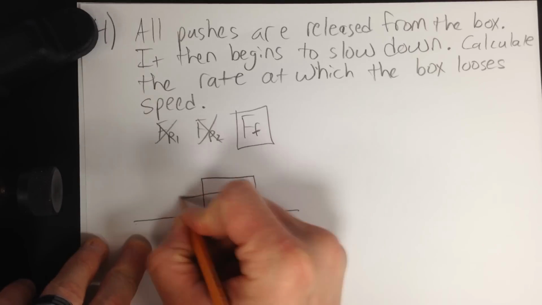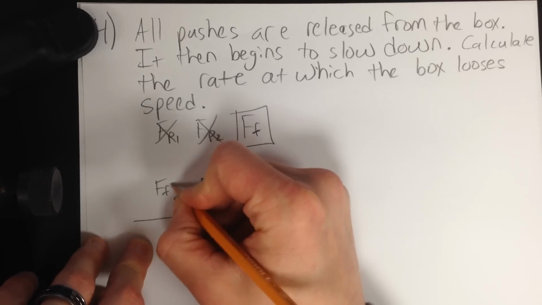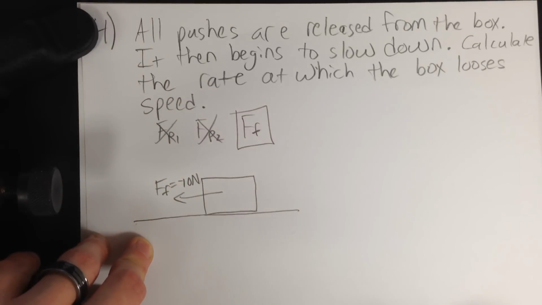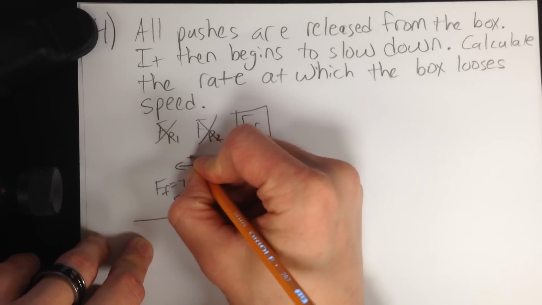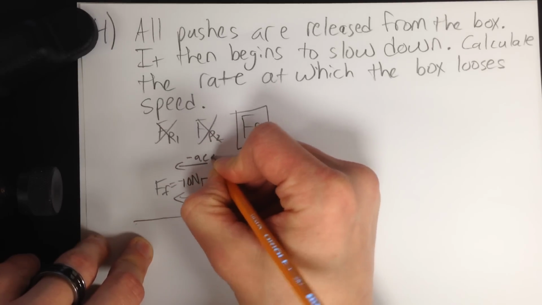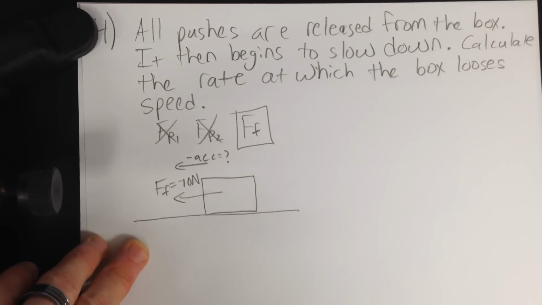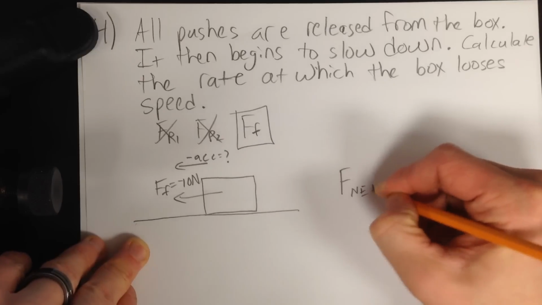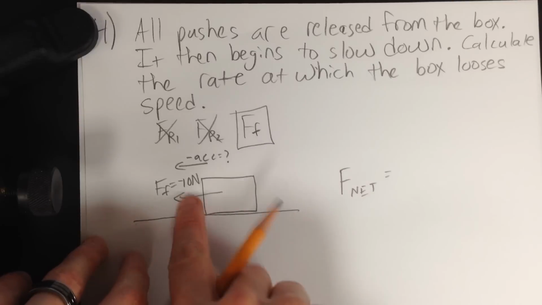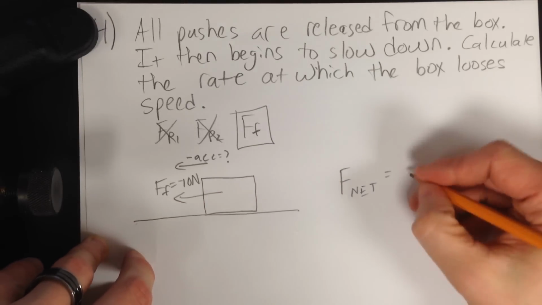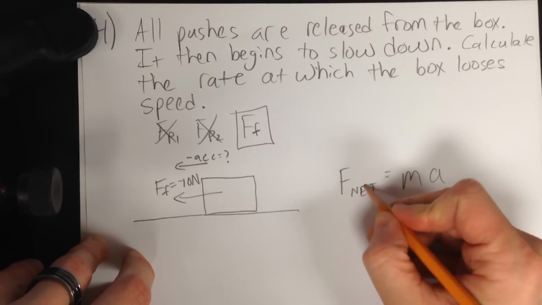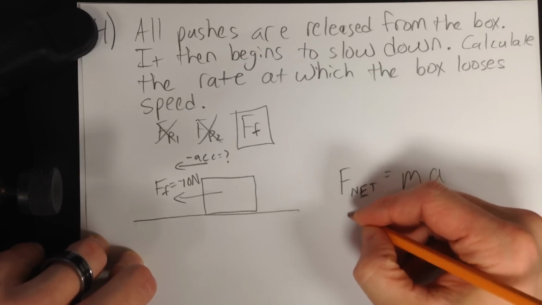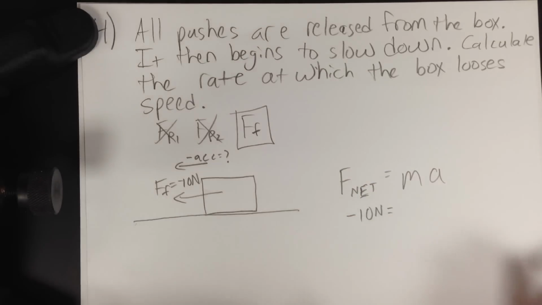So friction is just slowing this box down at this point. Ff is negative 10. And it wants us to calculate, since friction is just slowing it down, what is that negative acceleration of the box? At what rate is it slowing down? After you draw your force diagram, there's only one force on the box now because there are no pushes. The net force is the sum of all the forces, but when it's the sum of just one force, it becomes pretty easy. It's just negative 10.